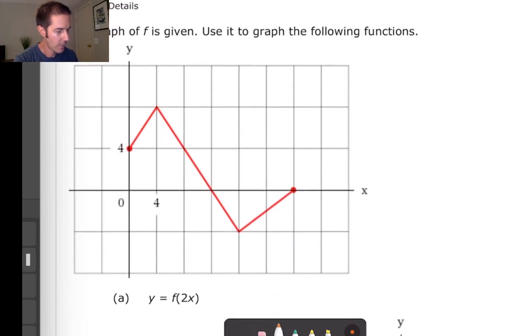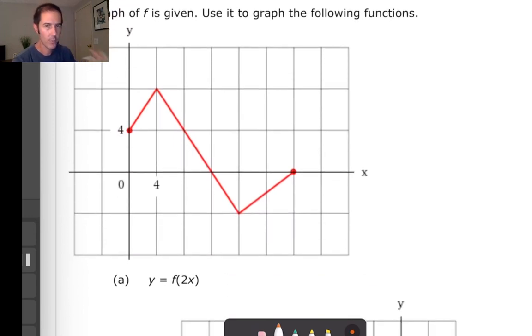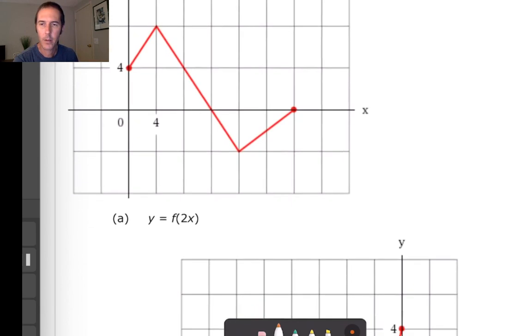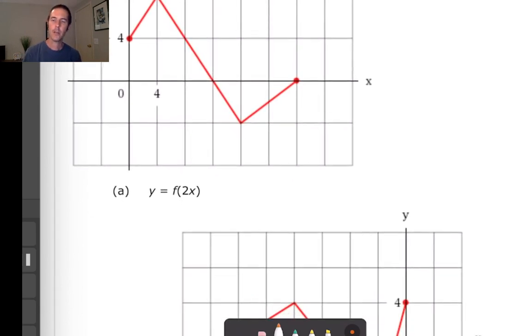And question number 10. The graph of a function is given. Use it to graph the following functions. So this is the graph of f, and here inside the function, instead of an x, we have a 2x, and remember that the multiplier inside the function has a counterintuitive impact on the graph. So this will not make our graph twice as wide. It will actually make it half as wide.